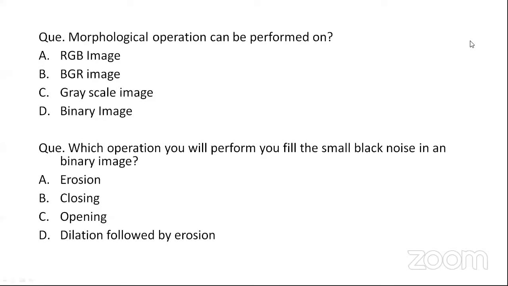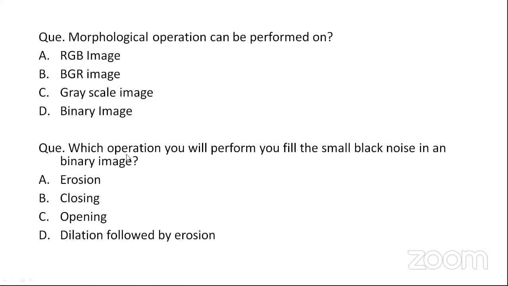The correct answer is binary. Yes, grayscale image also, but in grayscale we have values from 0 to 255, so we need to convert it to binary. That's why we apply thresholding on a grayscale image to convert it into a binary image. Yes, Sarabjit, you are right. We perform the morphological operations on a binary image.